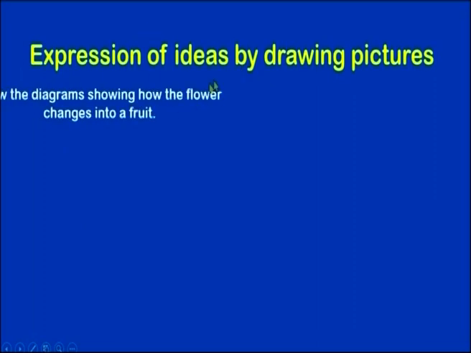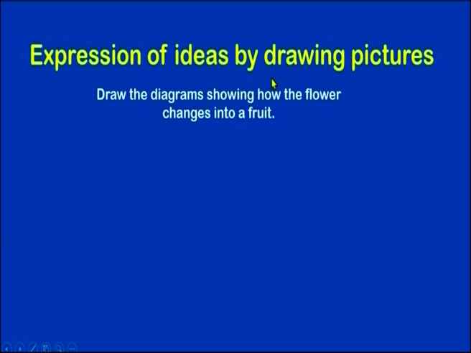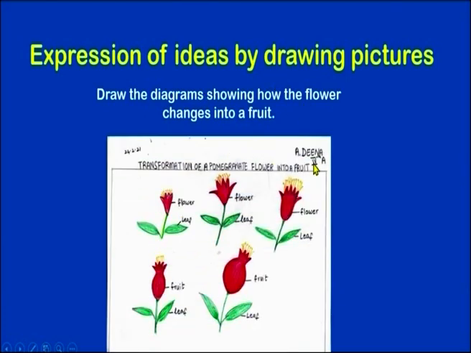Expression of ideas by drawing pictures. Draw the diagram showing how the flower changes into a fruit. See here, Deena has done the drawing for us. See, children, the bud of a flower. It has opened. It has opened over here. And here it has changed into a small fruit. It is growing into a big pomegranate fruit. Got it, children? Very good.